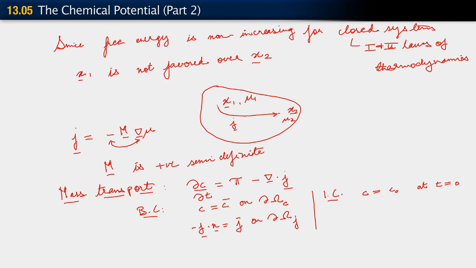And then what is J? Well, we've just identified J to be minus M, the mobility tensor, grad mu, where mu is the derivative of the free energy density function with respect to concentration. That completes our basic picture for mass transport in the continuum setting.